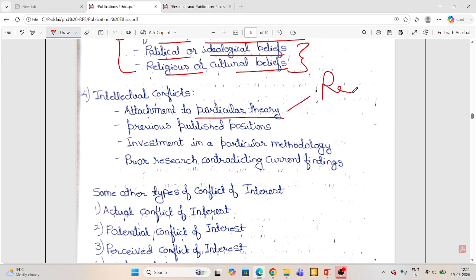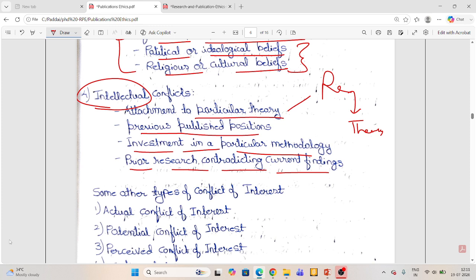See, research involves multiple theories. So if you want to continue a publication or research following a certain theory, another author may want to follow another theory. So this is also a conflict. Previous published positions, investment in a particular methodology, prior research contradicting the current findings. These are all intellectual conflicts.